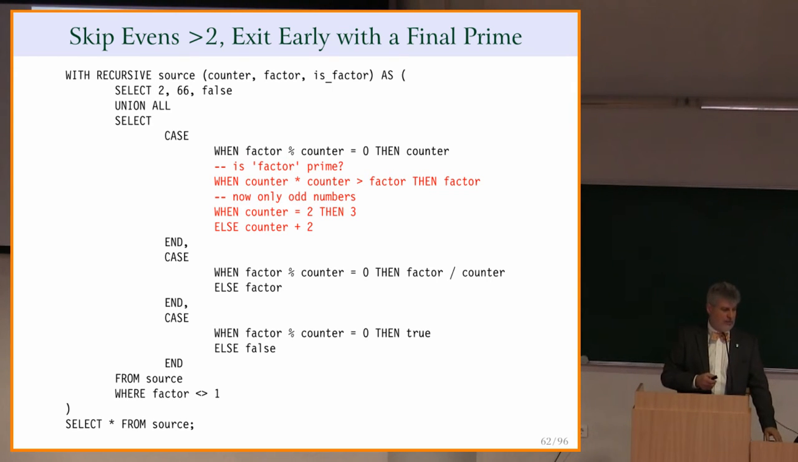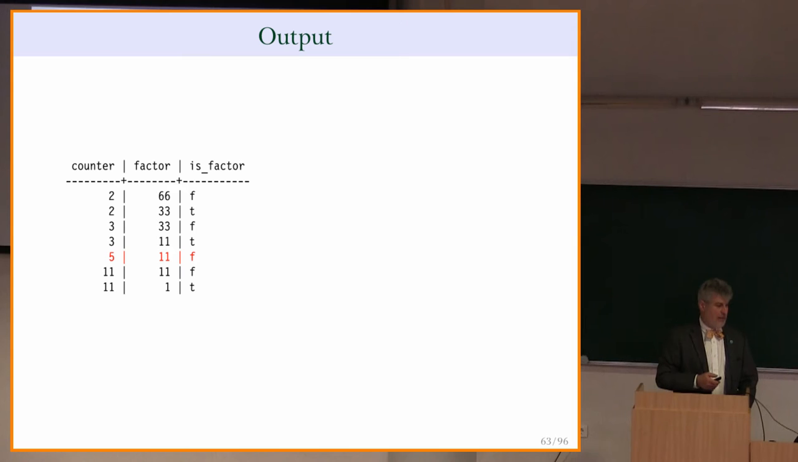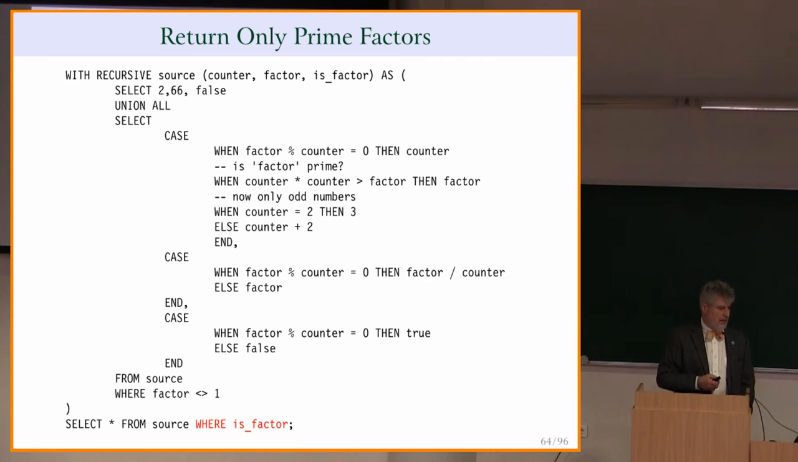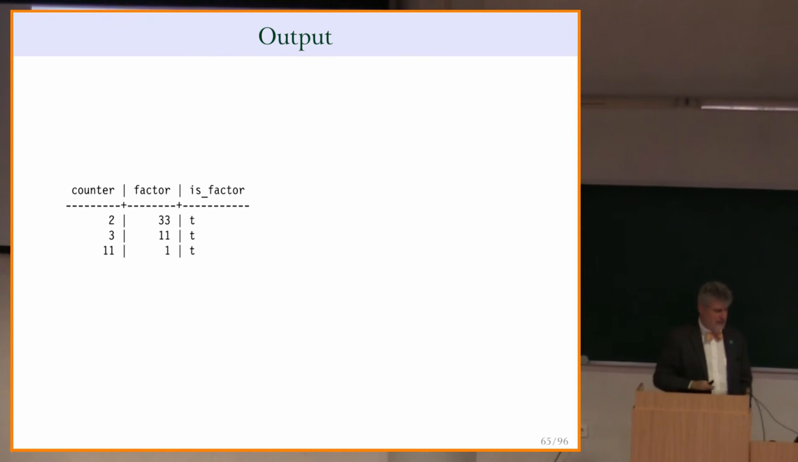We have a little where clause to do that. And now look how much more efficient the 66 is now, right? Notice the prime factors are going 2, 2, 3, 3, then it jumps to 5, right? Then it jumps right out to 11. So just a very efficient way of hopping through this, okay? Returning only prime factors is another example. So this is 2, 3, and 11 as my prime factors of 66.